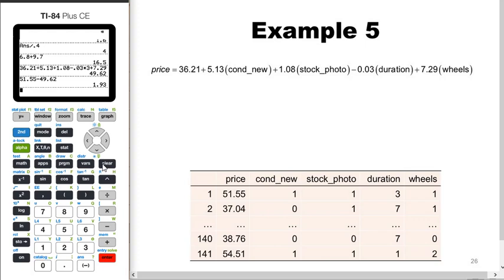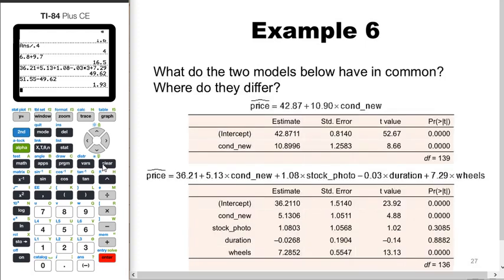All right, I guess I already did that. So what do the two models below have in common, and where do they differ? These are the two models we looked at so far for this lesson. The first one was a linear regression where we only looked at condition new, and the second one was a multiple regression where I threw in 4 different variables. Well, in terms of what they have in common, it looks like for both of these, condition new is significant.